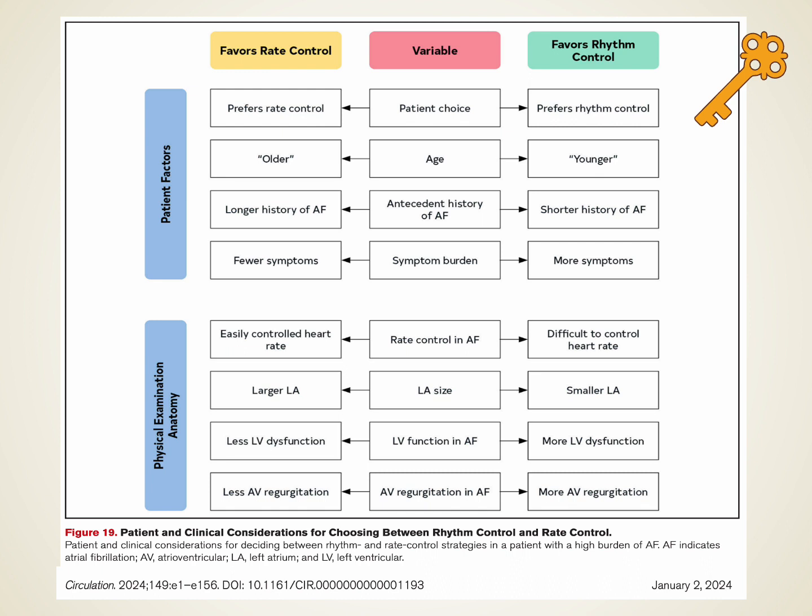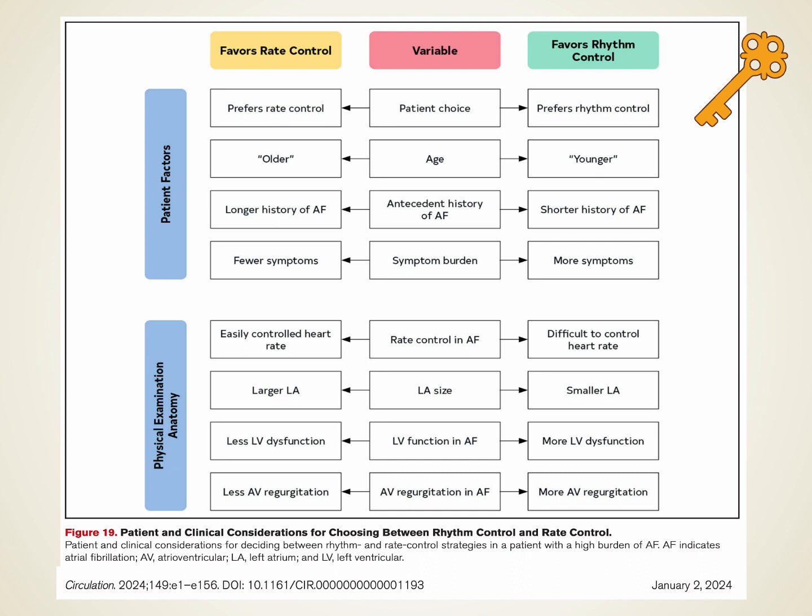If their rate is difficult to control, then rate control has really not worked well, and they really need to consider rhythm control. Depending also on the degree to which the left atrium is enlarged, its size might affect that decision. Left ventricular function makes a difference, and the degree of AV regurgitation also affects decisions there.